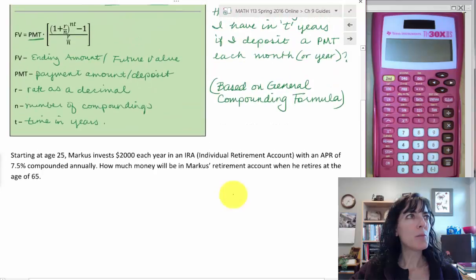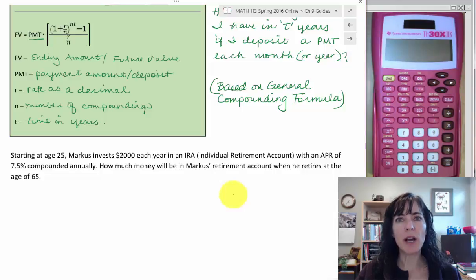So as an example, Marcus, when he turns 25, decided to start investing every year in an IRA. An IRA is an individual retirement account, and so it's money that people put away for retirement. And once you have a regular job, it's a very good idea to put money regularly into an IRA. You should do that every year, or if it's easier for you, do it every month.